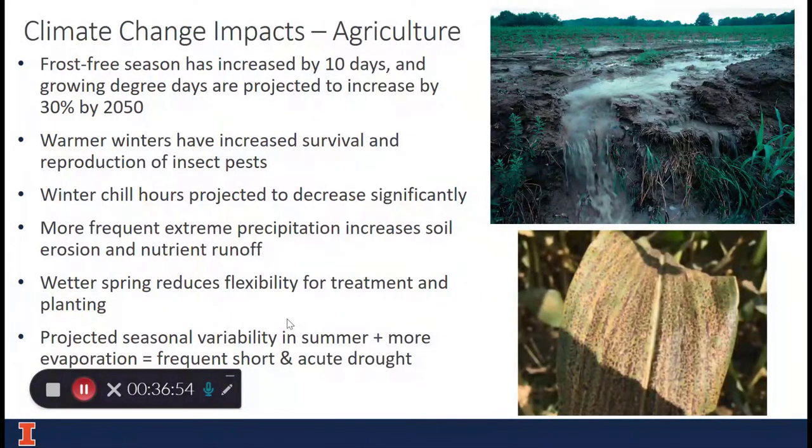And lastly, talking about agriculture. Agriculture is an important part of Illinois. We have positive benefits from climate change to agriculture that we've seen. I mentioned this earlier in the talk.